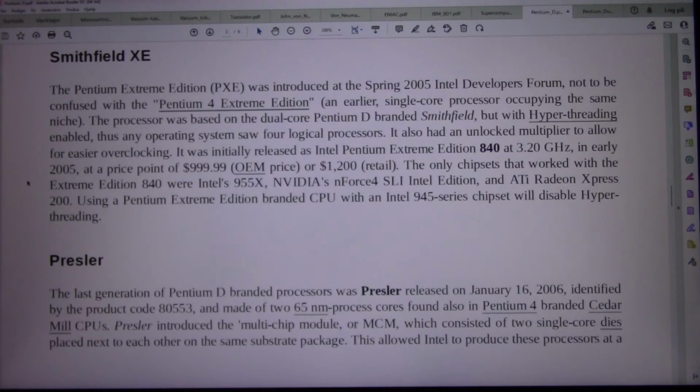It was initially released as Intel Pentium Extreme Edition 840 at 3.20 GHz in early 2005, at a price point of $999.99 OEM price, or $1,200 retail. The only chipsets that worked with the Extreme Edition 840 were Intel's 955X, NVIDIA's nForce 4 SLI Intel Edition, and ATI Radeon Express 200. Using a Pentium Extreme Edition branded CPU with an Intel 945 series chipset will disable hyper-threading.